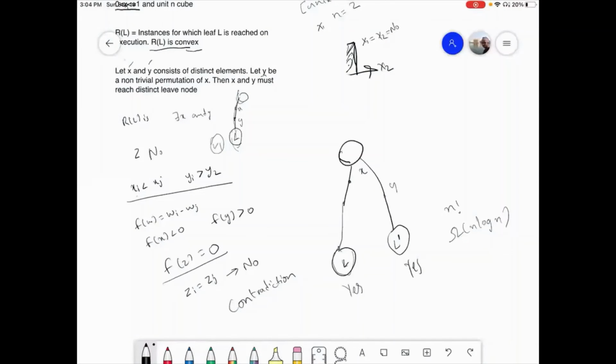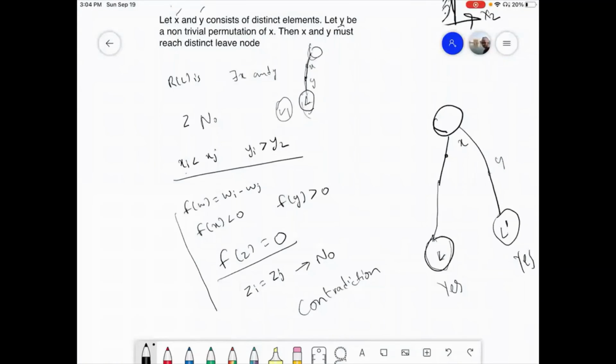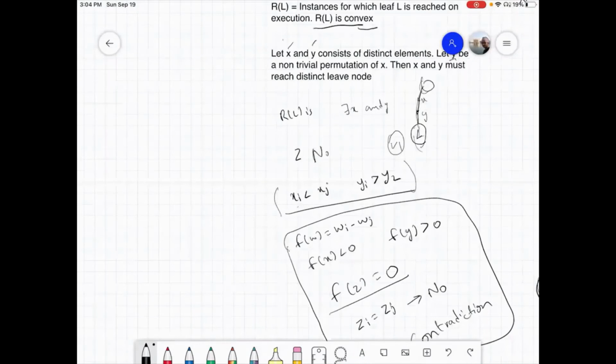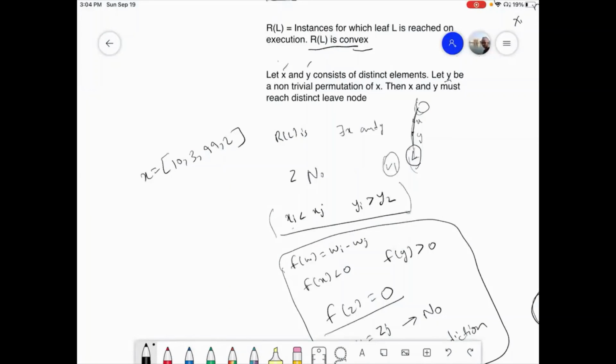So we are still supposed to prove this subclaim. The whole contradiction theory applies only when this subclaim is satisfied. So let's take a look at how we can prove this subclaim. Let's consider an array X where X is equal to 10, 3, 99, and 2. And we know that Y is nothing but a non-trivial permutation of X, right? So let's say Y is a permutation and it is like 99, 2, 3, and 10.